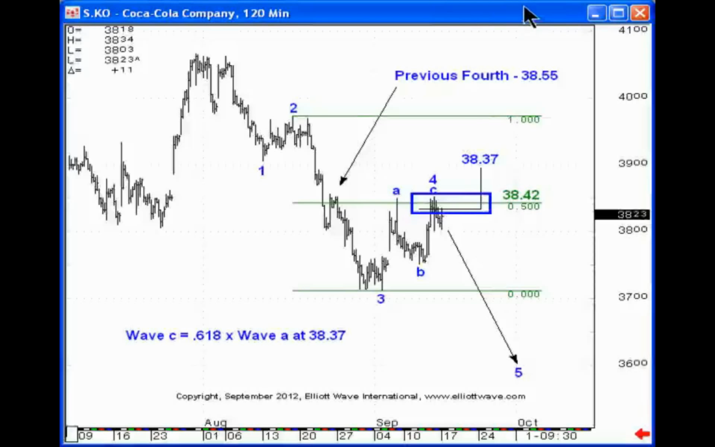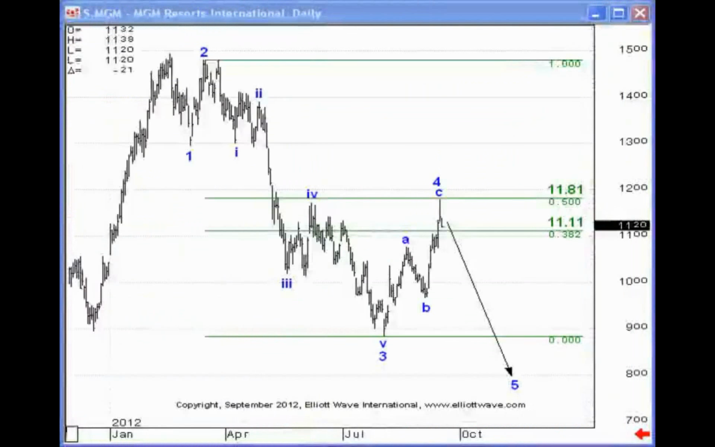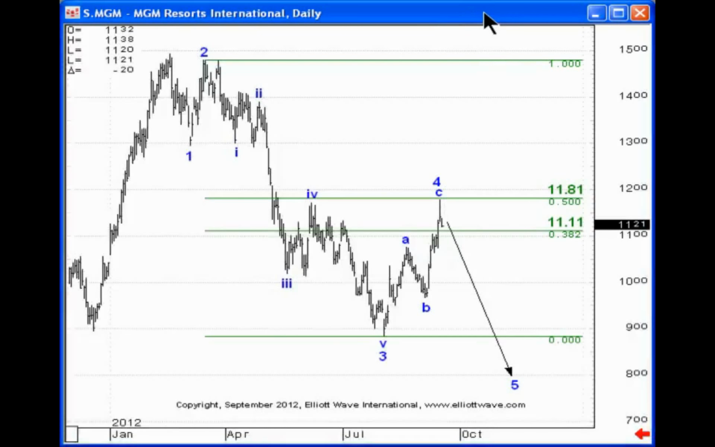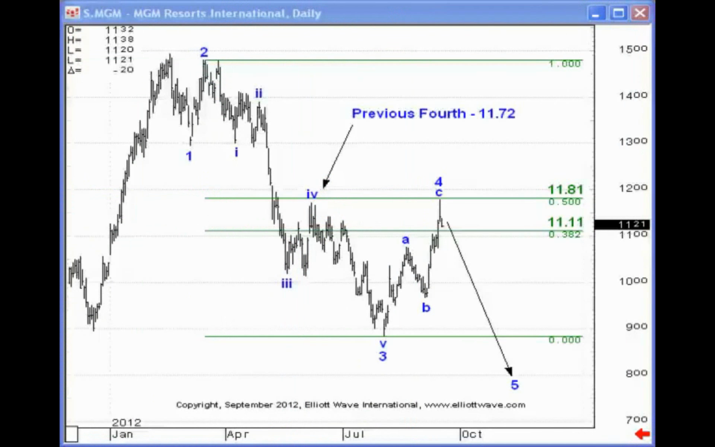Let's go through the procedure again, but let's look at a daily price chart of MGM. Now first we're going to look at the Fibonacci retracements. We see that at 11.11, that's the 382 retracement of wave 3. At 11.81, that's the 50% retracement of wave 3. Well, notice where prices have recently traveled to, i.e. last week. We went up to this extreme here, very close to the 50% retracement, and appear to be coming down. Next, let's examine where the previous fourth wave extreme comes into play.